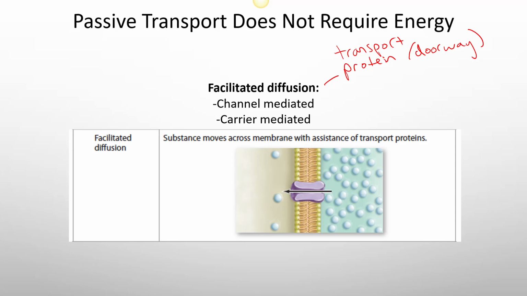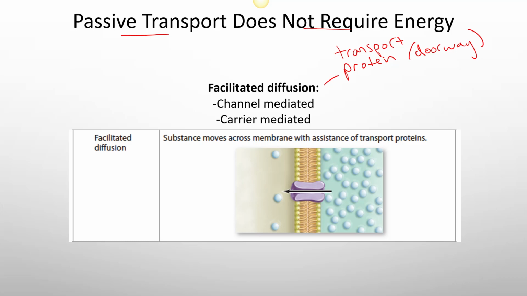Now I talked about how molecules can't just go through the membrane. Unless they're small lipid molecules or nonpolar molecules, they can't just float through. So how do we get substances through the membrane when it's so selectively permeable? Well, we need these transport proteins. Facilitated diffusion is still passive transport. It does not require energy.